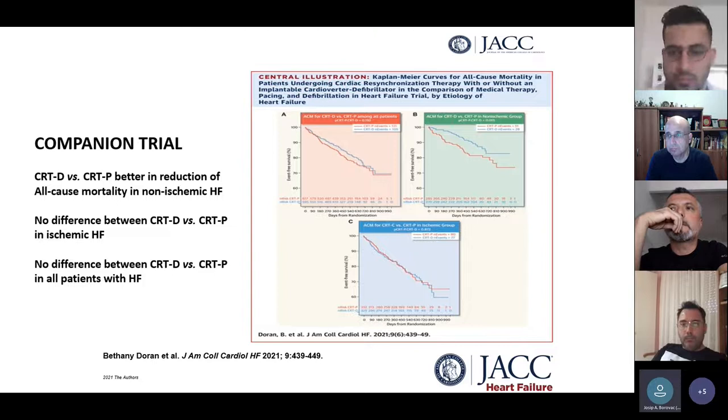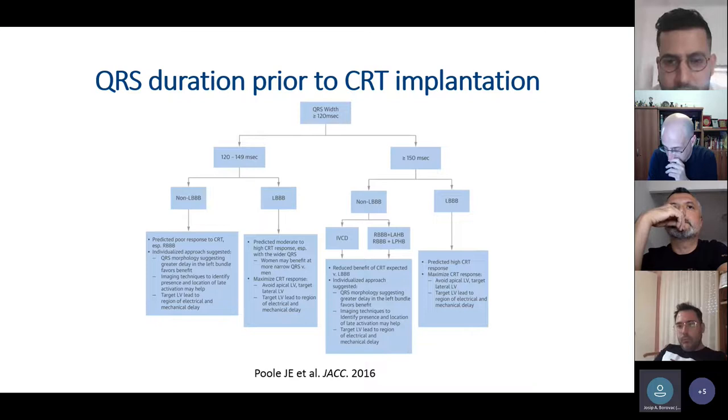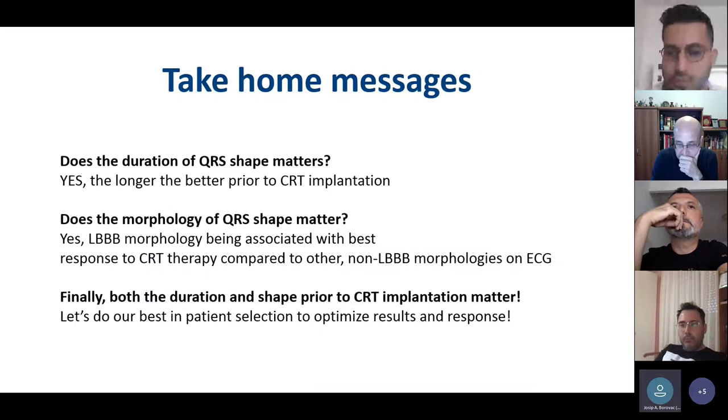I think this is a nice slide from Poole and colleagues from JACC. It's a nice algorithm showing us the likelihood and therapeutic algorithm based on the duration of QRS and based on the morphology of the QRS complex. Without going into much detail of this graph, I think it summarizes most of my talk, and it's a good read that I would recommend. So the take-home messages would be: does the duration of QRS shape matter? Yes, obviously, the longer the better prior to CRT implantation.